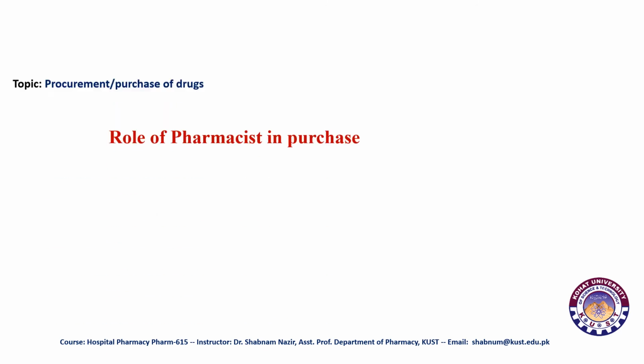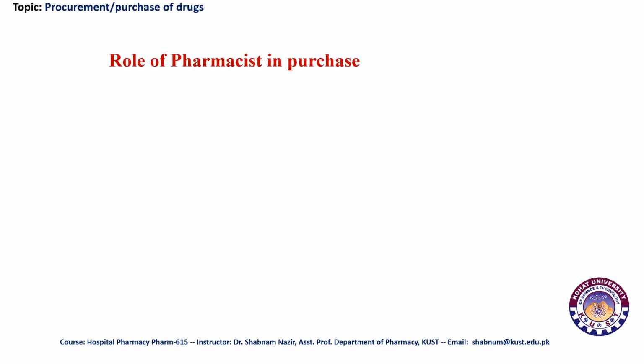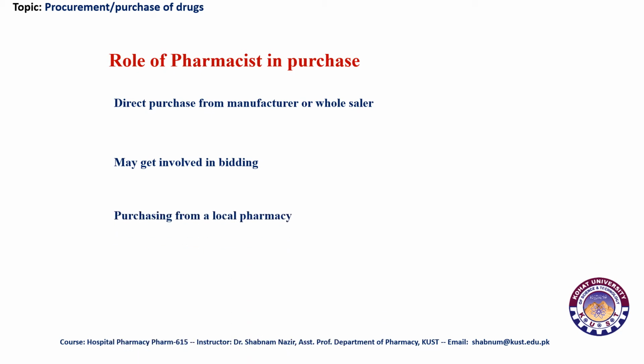Then we look at the role of the pharmacist in purchase. The pharmacist might be involved in direct purchase from a manufacturer or wholesaler or distributor, whoever they are getting the medicine from. They may get involved in bidding procedures just like the purchasing agent. Purchasing from a local pharmacy: in some cases they might be buying the medicine from a local pharmacy instead of a wholesaler, distributor, or directly from a manufacturer. Contract of purchases with manufacturers.